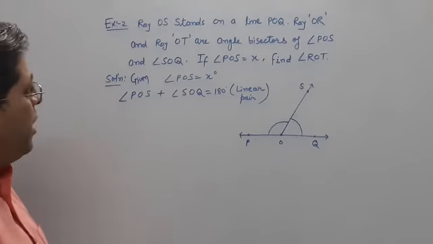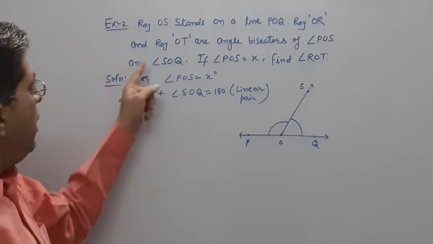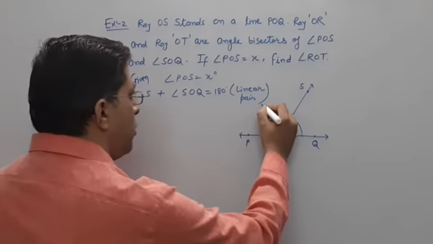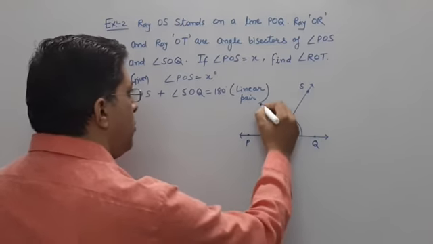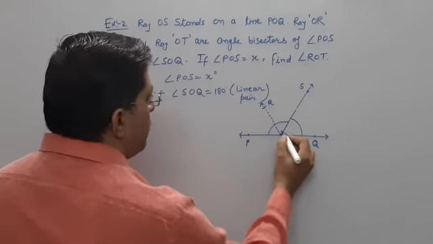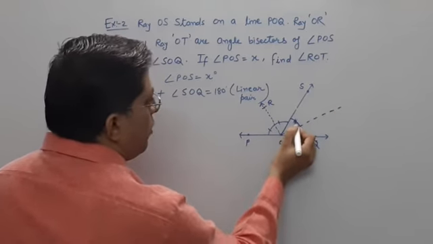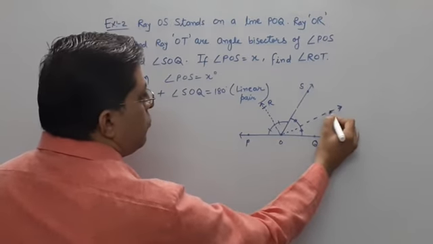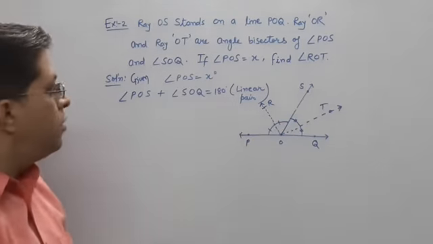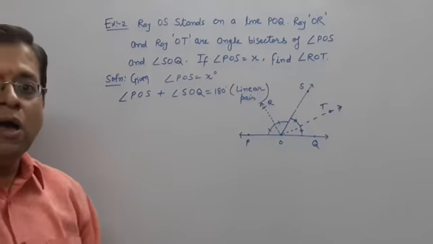Ray OS stands on a line POQ. This is the line POQ. Ray OR and OT are angle bisectors of POS. This is ray OR, and this is OS, and this and this both are equal because of the angle bisector, and this is OT. These two are equal due to the angle bisector. Now see, POS is given to you as X, and you have to find ROT.